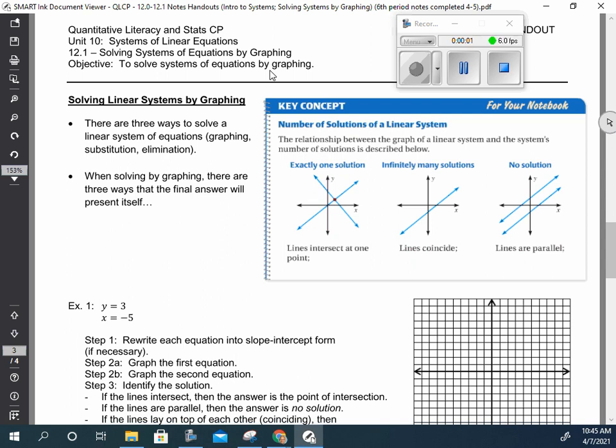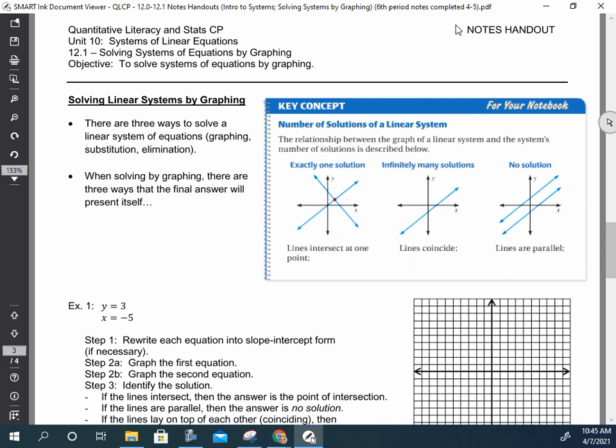So the first way to solve a system is by graphing. The other two ways are substitution and elimination. Those are algebraic methods. You'll use those more than graphing, of course, but graphing is one way to do it. So if you are solving by graphing, there are three ways that your answer will show itself.